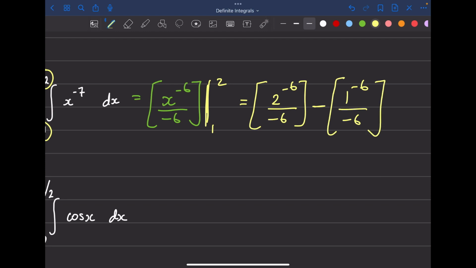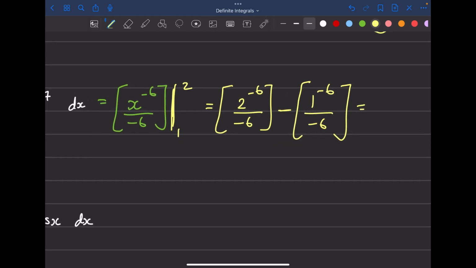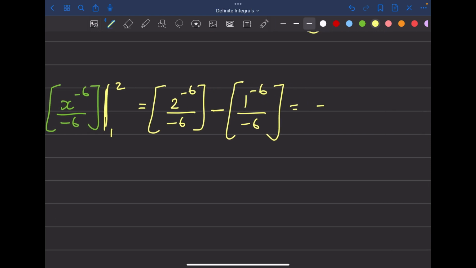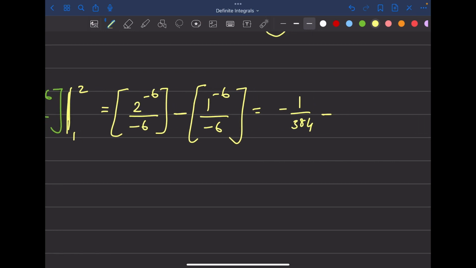You would get 1 to the power of negative 6 over negative 6. Put this in the calculator. For the first part, we have 2 to the power of negative 6 over negative 6, and this will be equal to negative 1 over 384. So a pretty small number. And then minus, this time you'd have negative 1 to the power of negative 6 over negative 6. So this would be equal to 1 over negative 6.